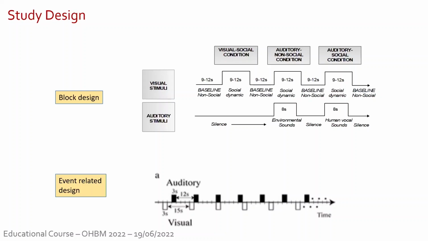Yeah, so this is basically an example where we did that. This is a task that we use in the Gambia, where we alternated social and non-social stimuli, and as you saw, the stimuli and the baseline were jittered 9 to 12 seconds, and we got very good data out of that.